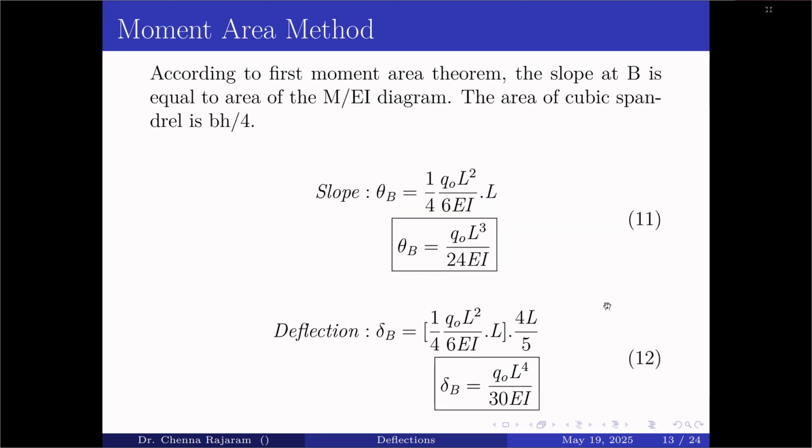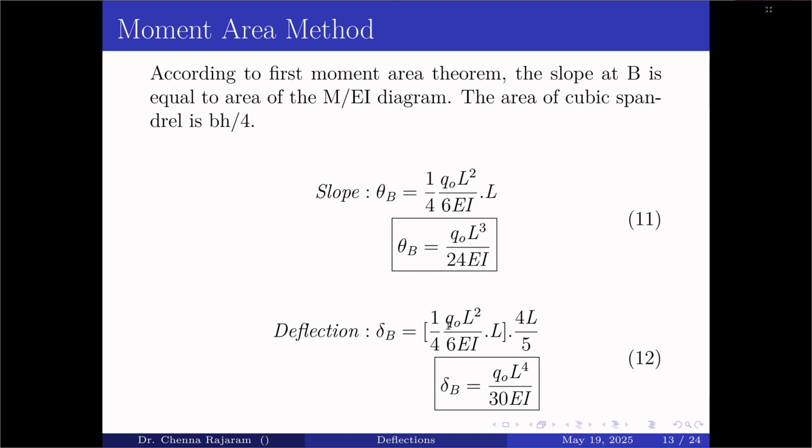Now, according to the first theorem, the slope at point B is equal to the area of the M by EI diagram. The area of a cubic spandrel is BH by 4, as I discussed in the previous slide. So theta is equal to 1 by 4 into Q naught L square divided by 6 EI into L. So this is the area of the cubic curve, and 1/4 of this is BH, and this is L. So theta B is equal to Q naught into L cube divided by 24 EI, and the same slope value we obtained using the double integration method also.